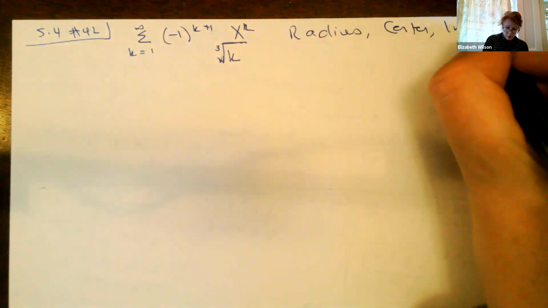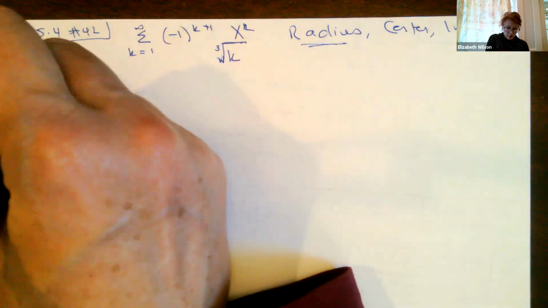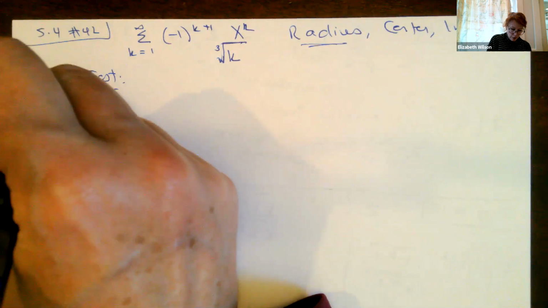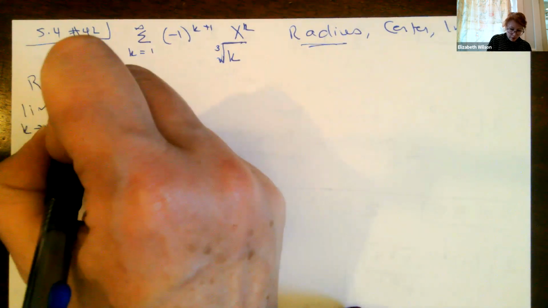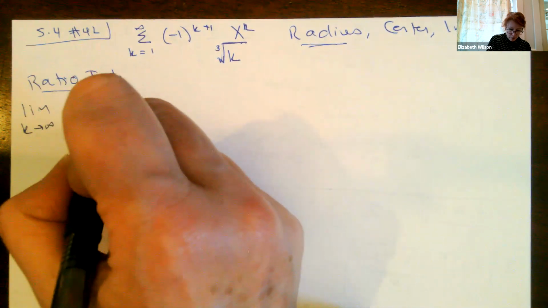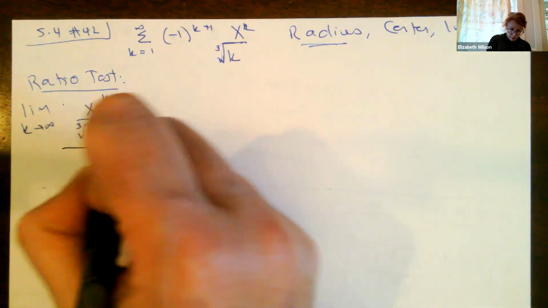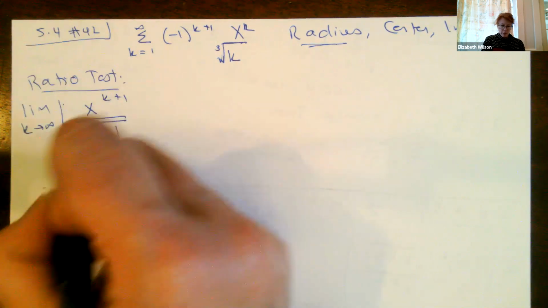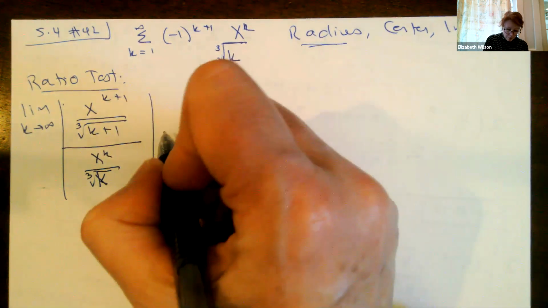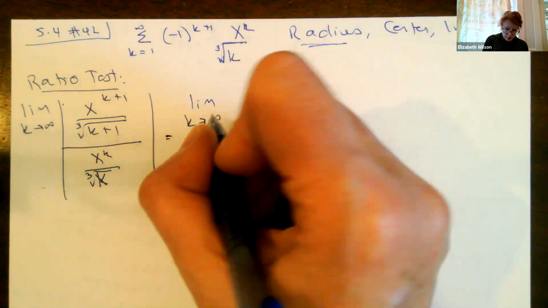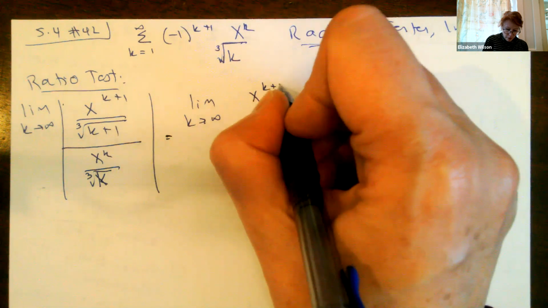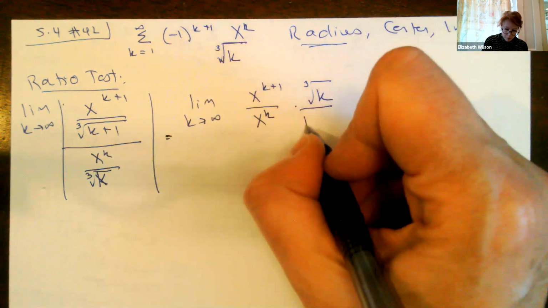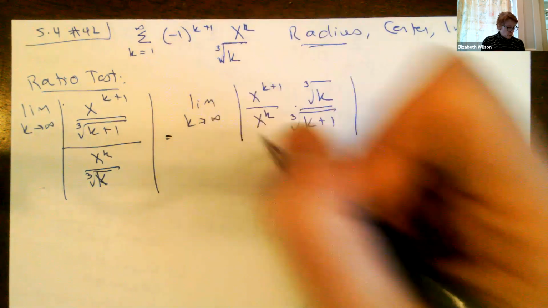So the first thing I have to do is the ratio test to figure out my radius of convergence. So the limit as k goes to infinity of the absolute value of x^(k+1) over the cube root of (k+1), all over x^k over the cube root of k. The absolute value gets rid of the -1. So let's clean this up and put things together: x^(k+1) over x^k, and the cube root of k over the cube root of k+1.